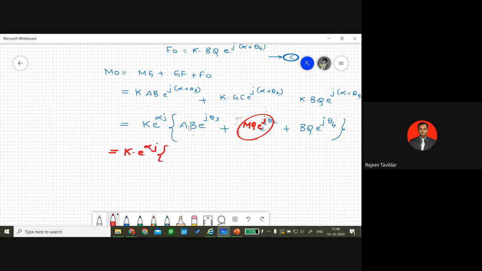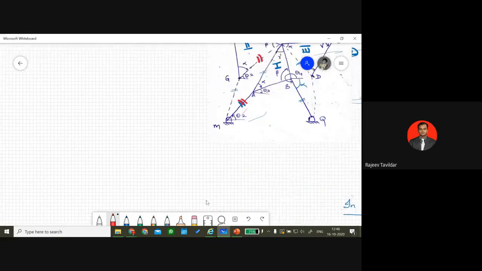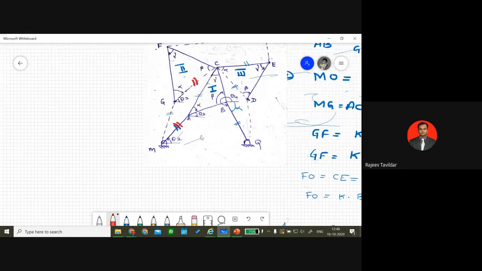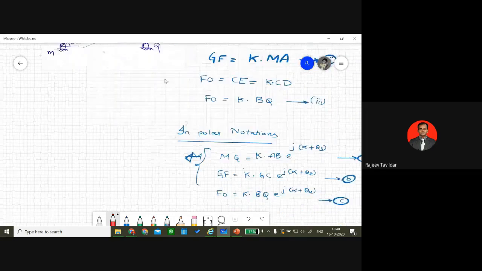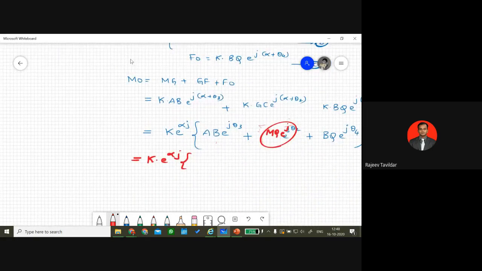Okay, so this AB into e raised to j theta 3 in polar notation, if I want to convert that back to the vector notation, what does it become? It becomes just the line AB. Sir, I have a small doubt. Sir, it should be MA, not MQ. Yeah, I was doing that only. It is MA, right? Okay. So AB into e raised to j theta 3, if I want to convert this from polar back to vector, this becomes only AB. Similarly, this becomes only MA, and this becomes only BQ.